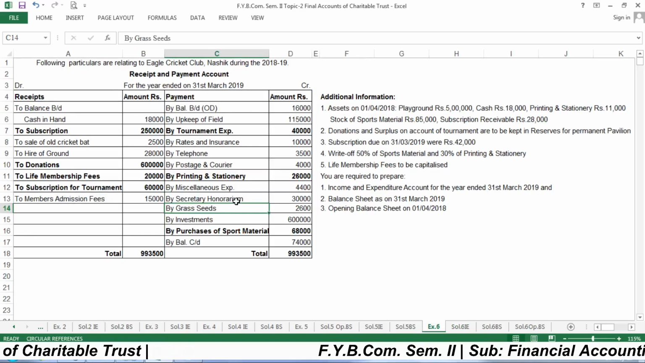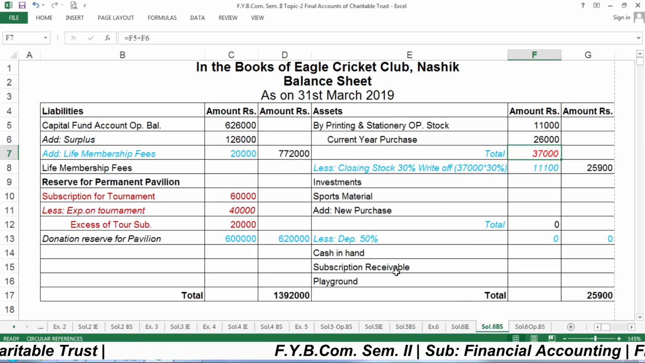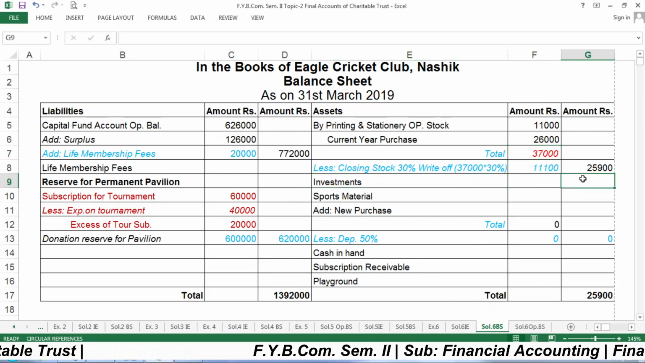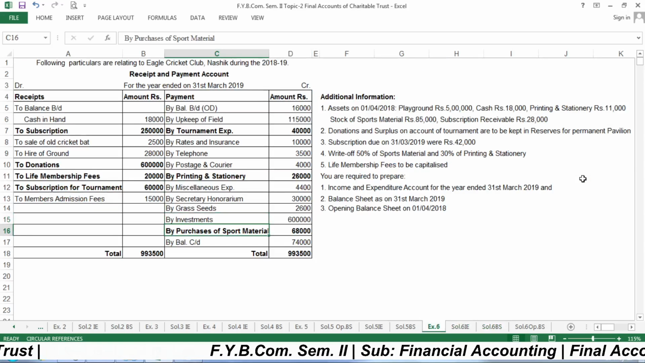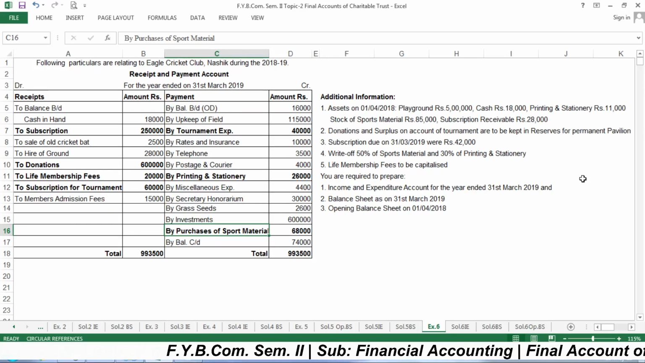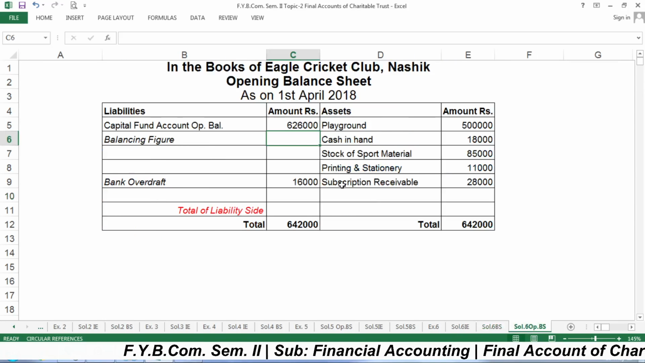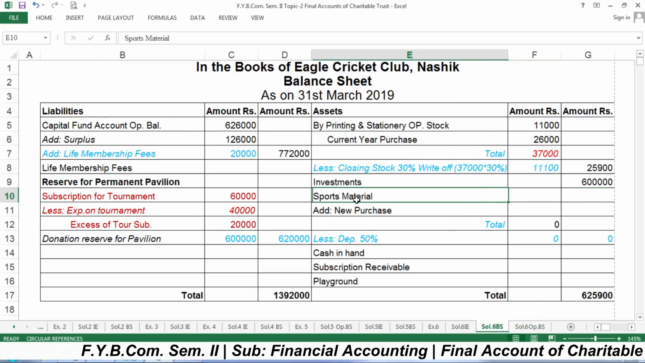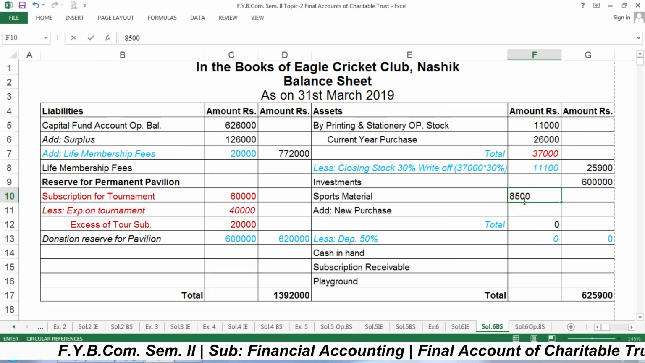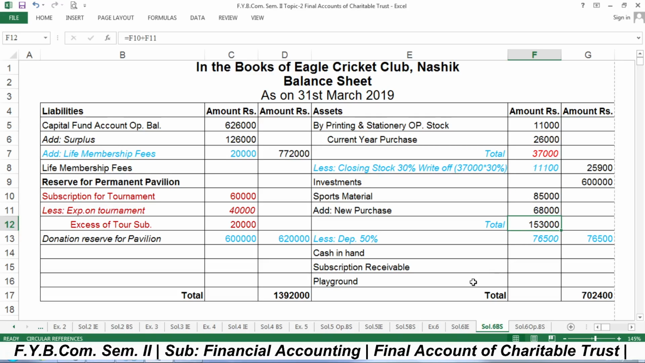Now we have an investment of rupees 6 lakh. That means it should be reflected on the asset side of the balance sheet. After that, we purchased sports material for our sports club, that is rupees 68,000. We have opening sports material of rupees 85,000, which is mentioned in the opening balance sheet. So here we are going to mention sports material opening balance of rupees 85,000, and we purchased rupees 68,000. That means we have sports material of 1,53,000.